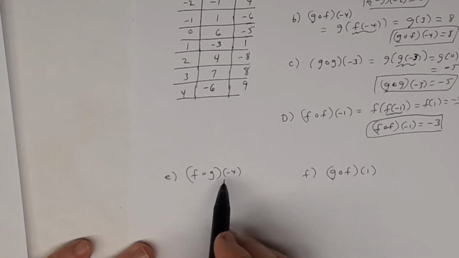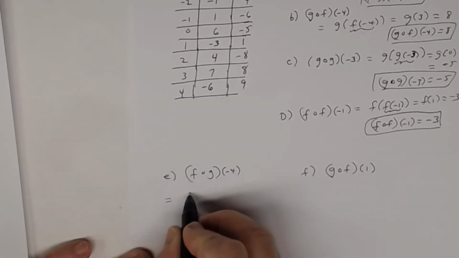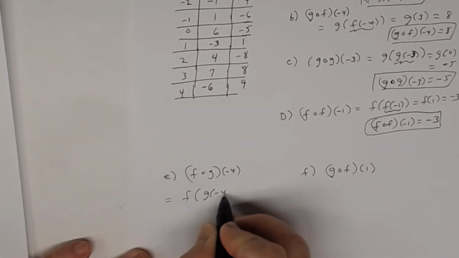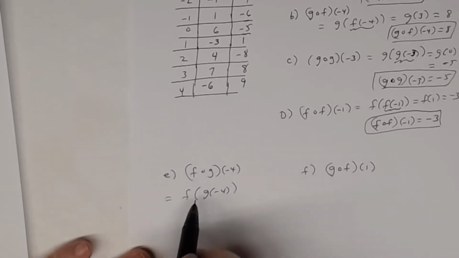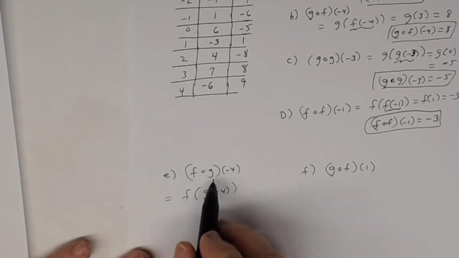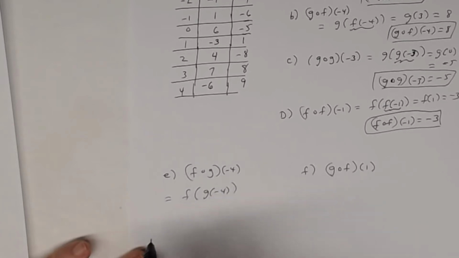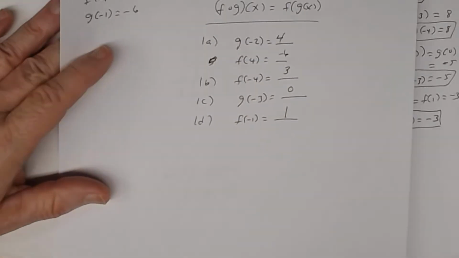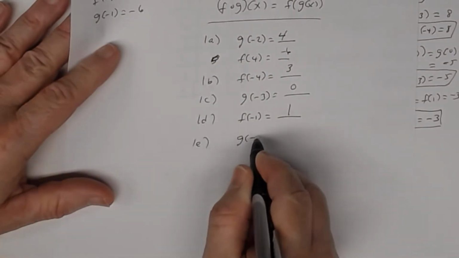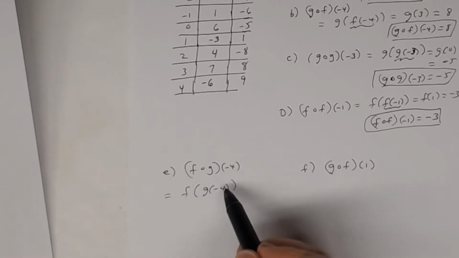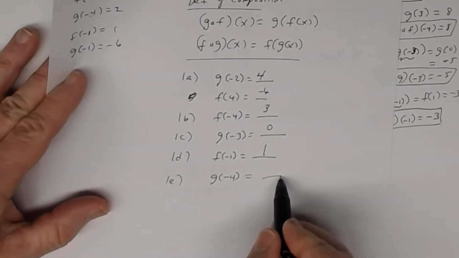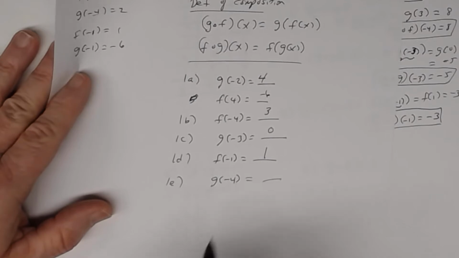Letter E, f composed with g at negative 4. By definition, this means f of g of negative 4. Remember, make sure you understand that definition. Make sure you know how to write this into this. What's listed first goes first, what's listed second goes second. So this part here is going to be inside your function f. So g of negative 4 is what I find first. In 1e, g of negative 4, that's what this is. g of negative 4 means what is my y value when x is negative 4?